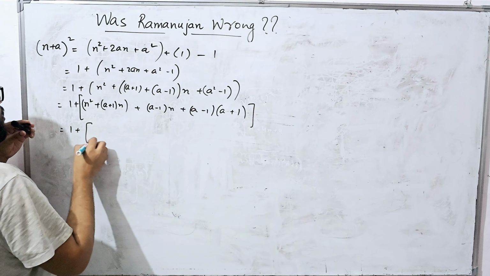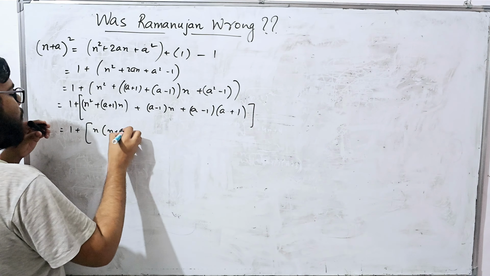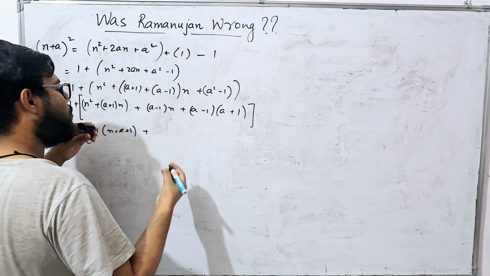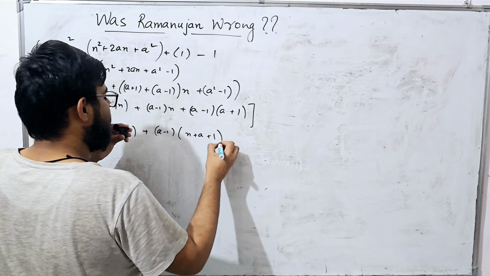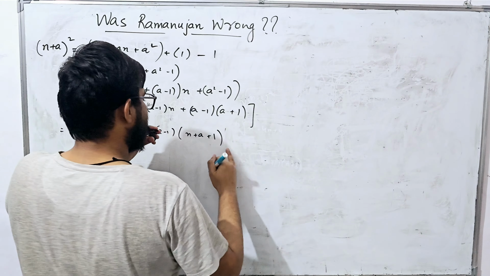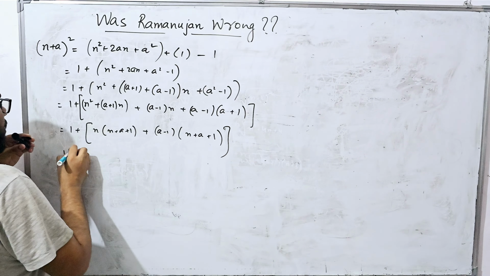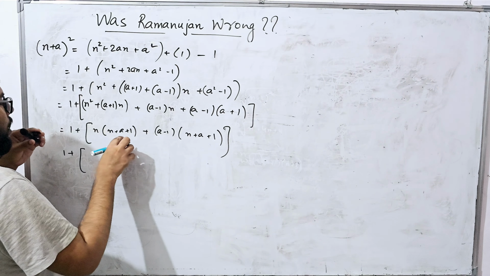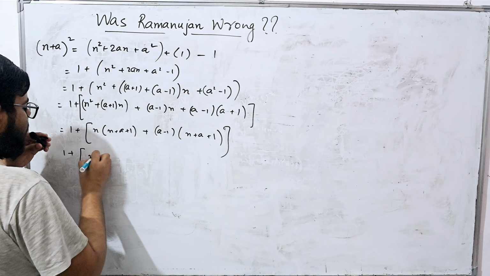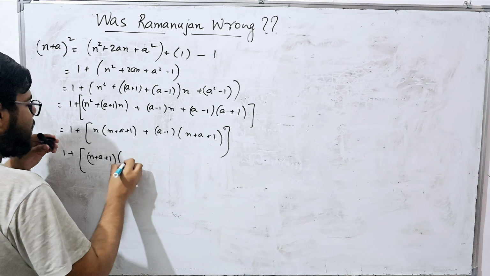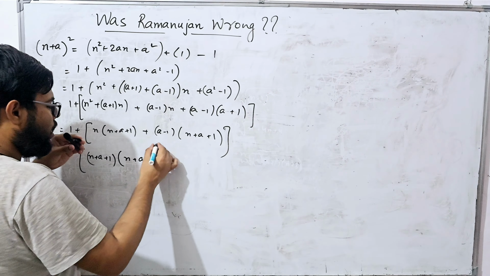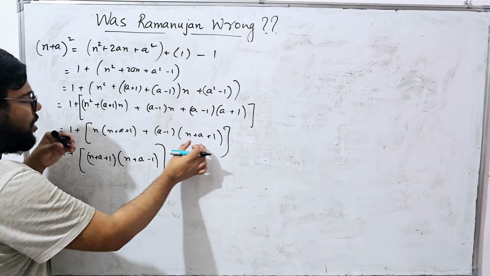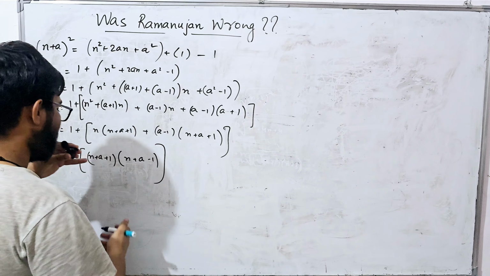So we get 1 plus n times n plus a plus 1 plus the quantity a minus 1 into the quantity n plus a plus 1, right? Simple, okay. So we get 1 plus the quantity, we can take n plus a plus 1 as common. So you get n plus a plus 1 times the quantity n plus a minus 1, right? It is simple factorization, so I'm not telling that much. Basically, you're taking this and this common. It's basic, right?